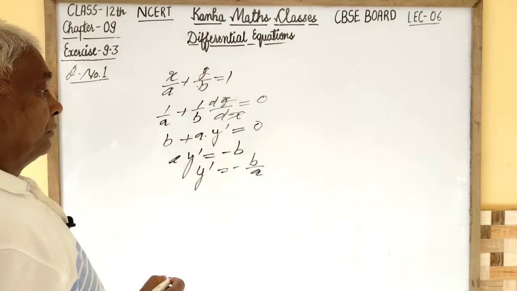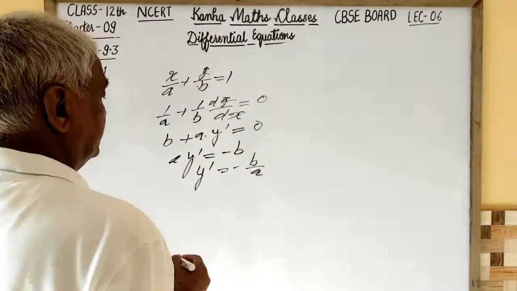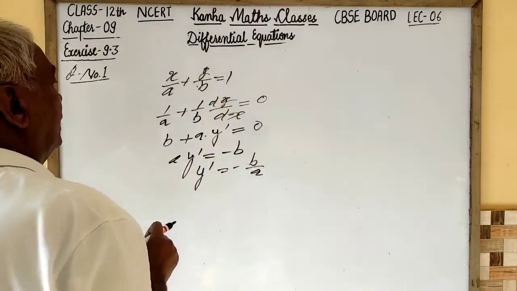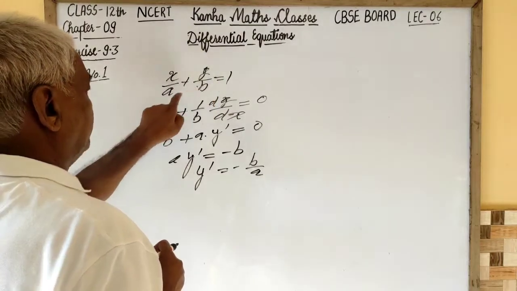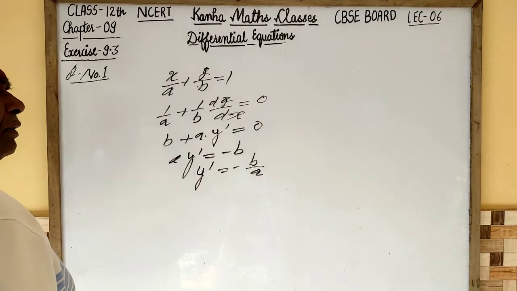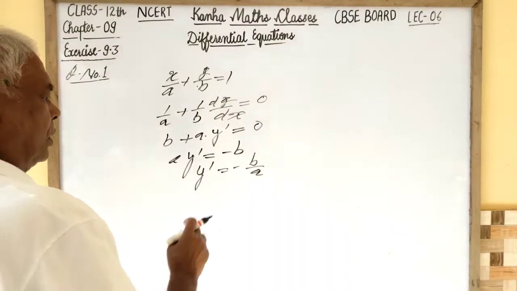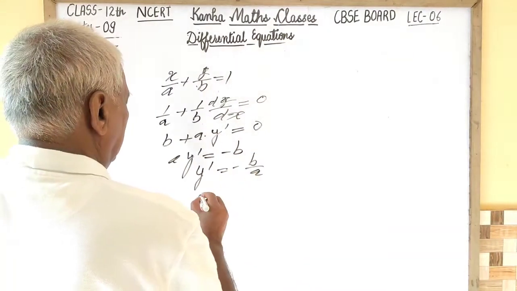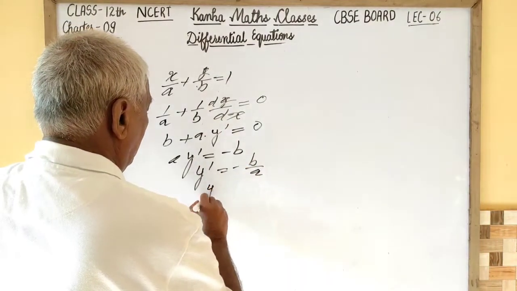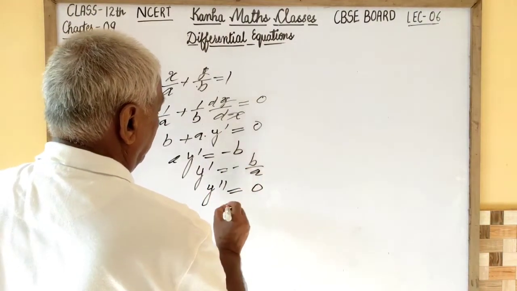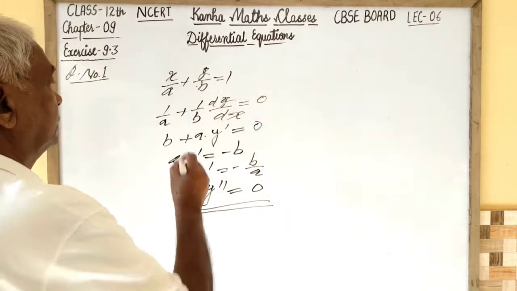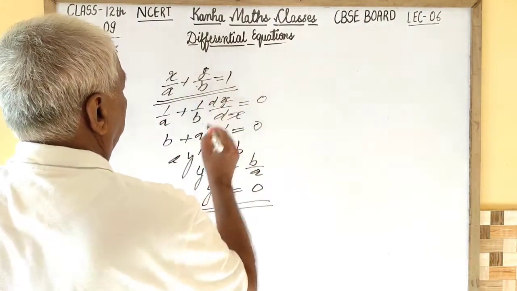Our aim should always be to eliminate the arbitrary constants. The basic curve equation has two arbitrary constants a and b, so it is obvious that the differential equation will be of order 2. Now, in order to eliminate b by a, we draw the further derivative, that is y double dash, and this is equal to 0. This will be the requisite differential equation satisfying the equation of the family of curves.